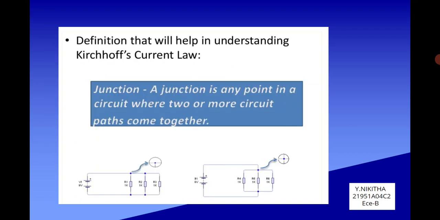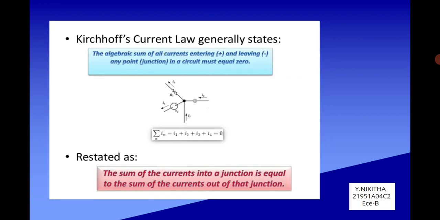Definition that will help in understanding Kirchhoff's current law. Junction: a junction is any point in a circuit where two or more circuit paths come together. Kirchhoff's current law generally states the algebraic sum of all currents entering (plus) and leaving (minus) any point in a junction in a circuit must be equal to 0.